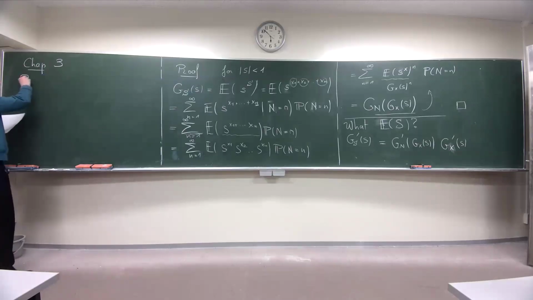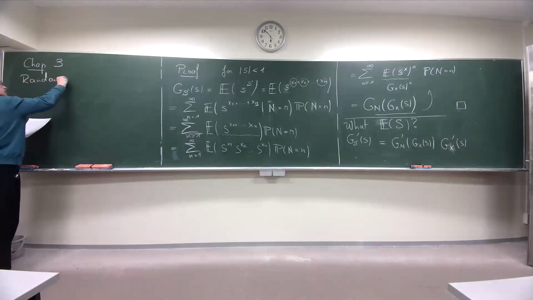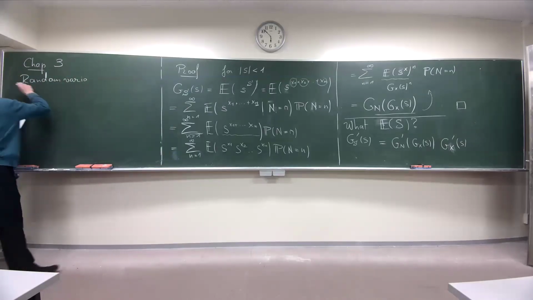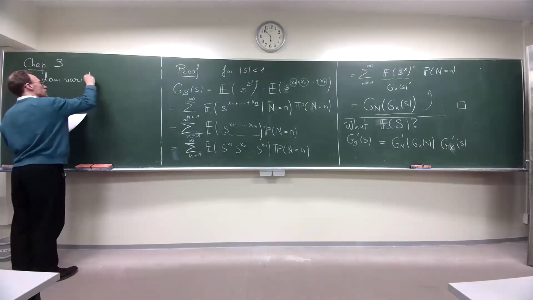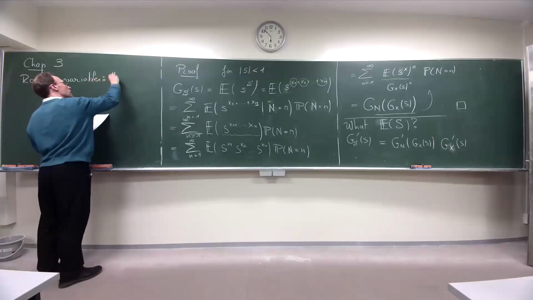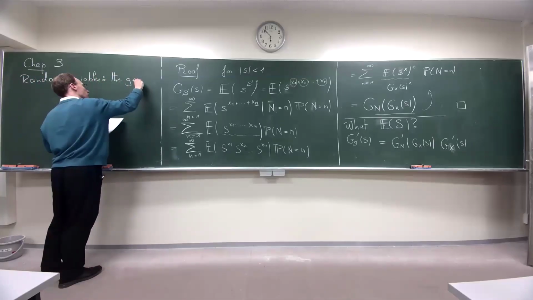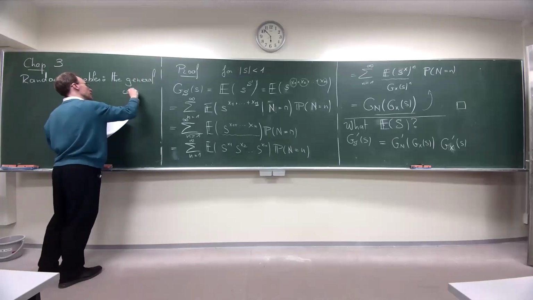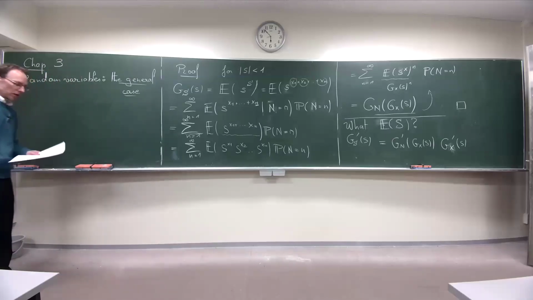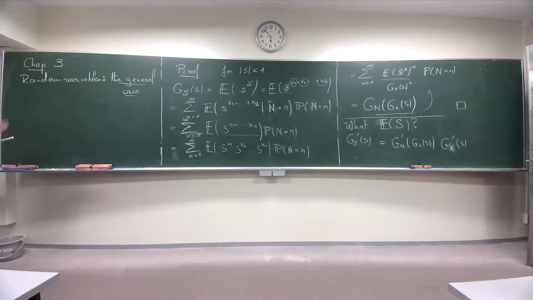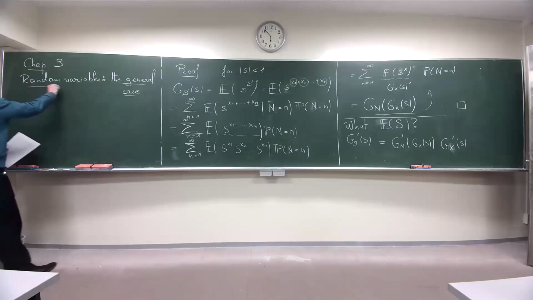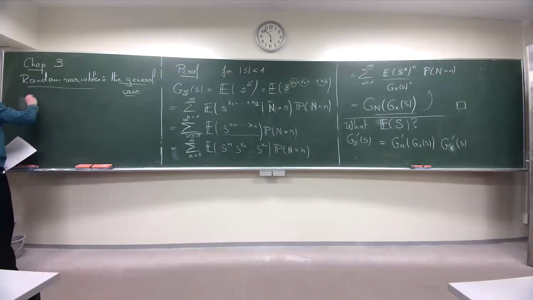So this chapter 3 is random variables, but the general case. It means I will drop this assumption about integer valued or countable image or discrete value. Pay attention with this new one, and it will appear usually.